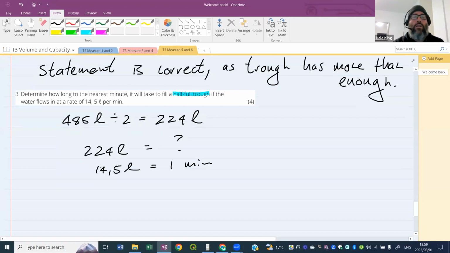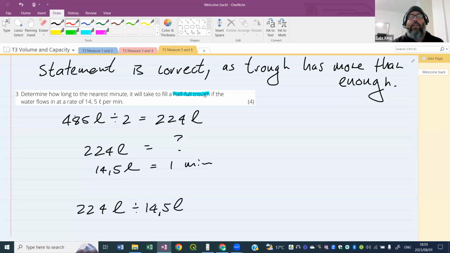So what I would say is, what do I need to do to 225 on the left to get it to 14,5? Okay, so we could divide those two. So we could say 224 liters divided by 14,5. That's going to give me this magic number that I need to multiply by to get to 14,5.